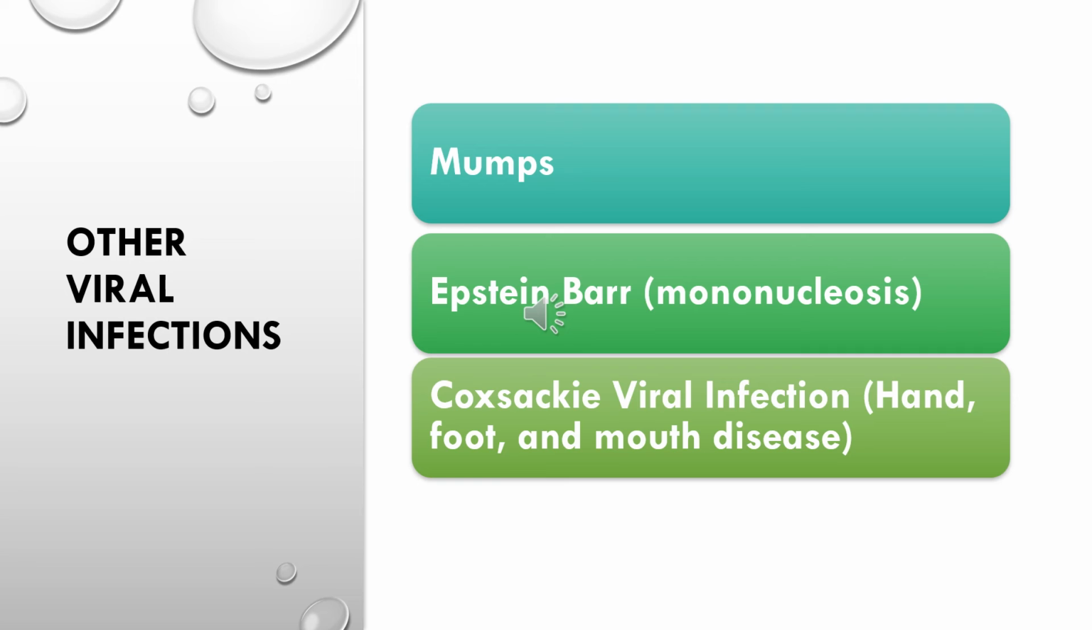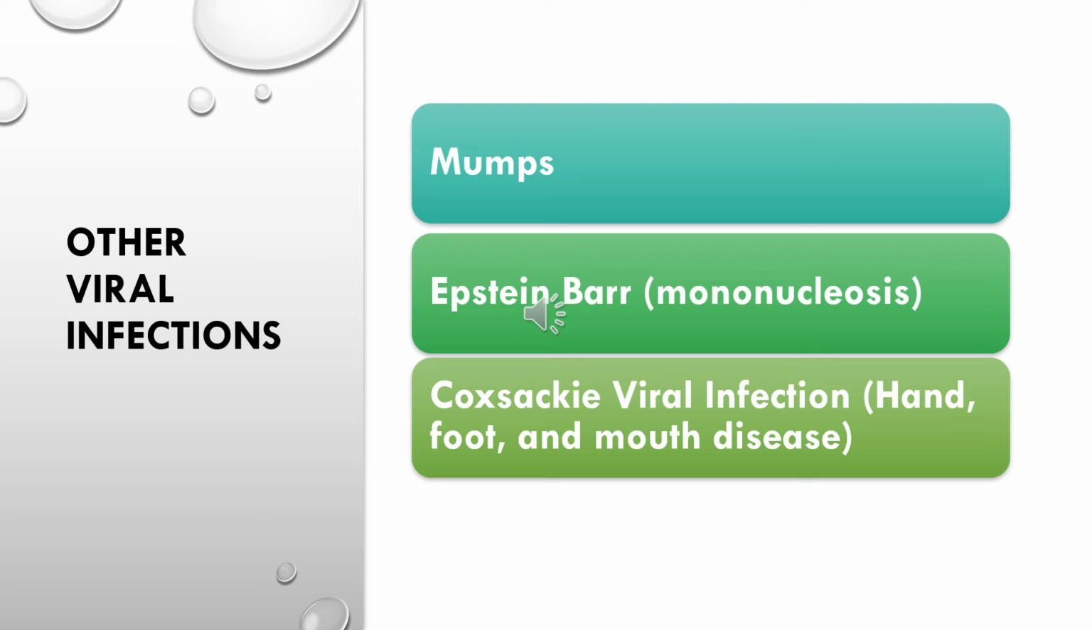Okay, so some other viral infections that we see with children are mumps, the Epstein-Barr virus or mononucleosis, the Coxsackie viral infection, otherwise known as hand, foot, and mouth. These are all important to understand.